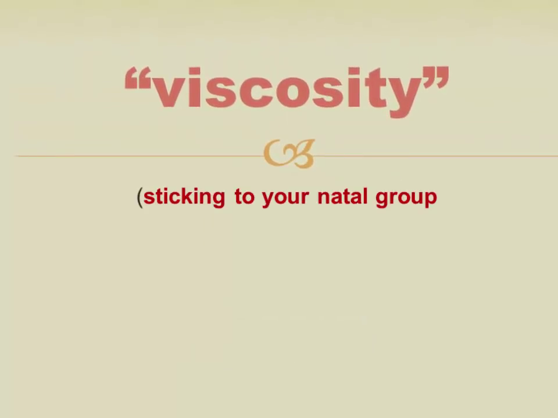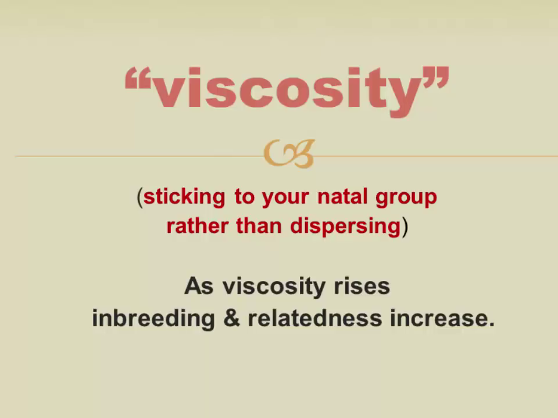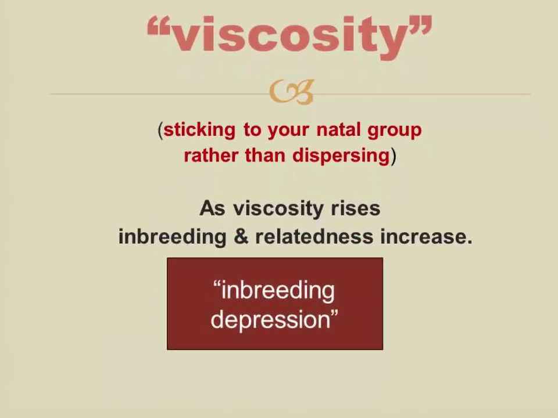A technical term that biologists apply to this is viscosity. So viscosity is inbreeding and relatedness increasing, and it results from staying in your natal group rather than dispersing at adulthood. And the general idea here is that as viscosity rises and inbreeding increases, you can get a couple of negative effects. One of these is called inbreeding depression. And that's just the observation across quite a number of species that as inbreeding rises, fertility falls. Reproductive success starts to decline. And that puts a limit on how viscous populations can become.